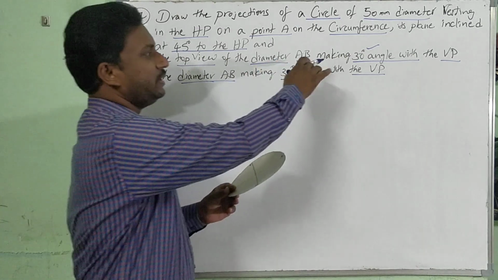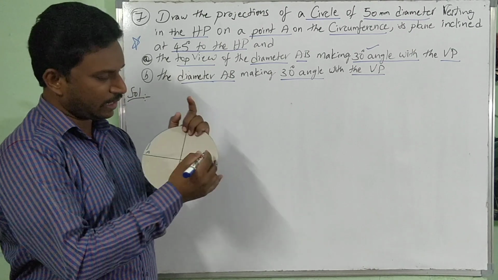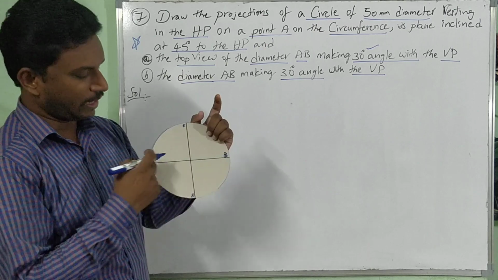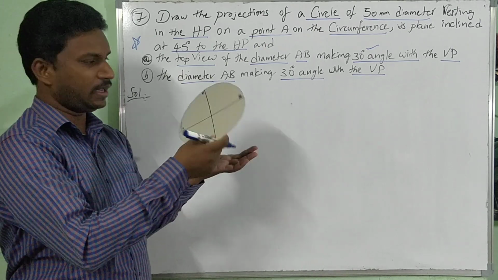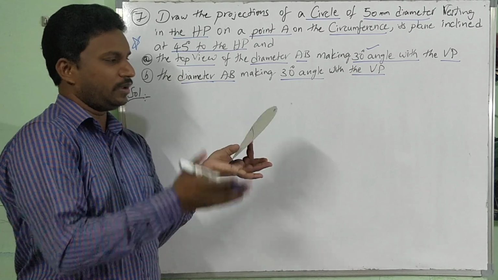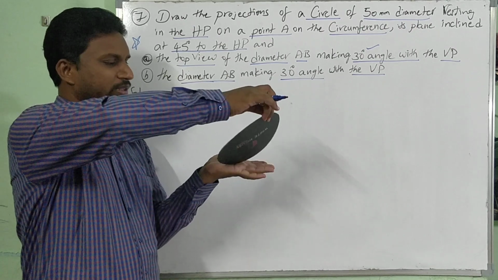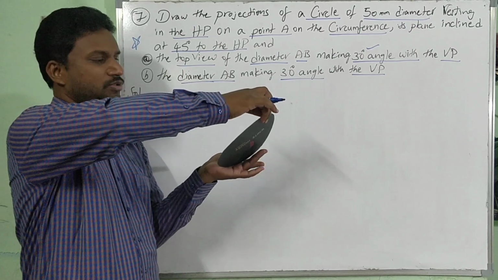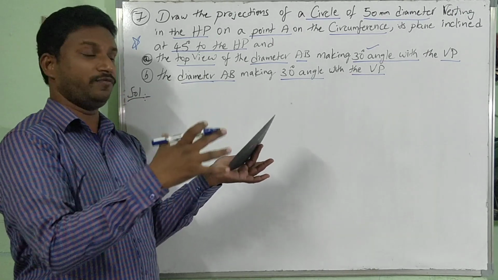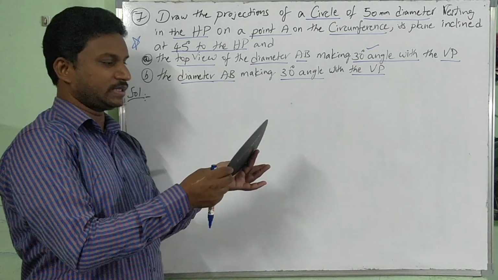Now that diameter AB is making an angle of 30 degrees with the VP. Whatever the diameter AB, see, it's A, it's B. You may get confused. It's A, it's B. AB. A is in HP, right? B, when it is 45 degrees inclined to this HP, the top view will look like an ellipse. Now this diameter AB is inclined at 30 degrees to the VP. We are supposed to draw its projection. Means in stage 3, the front view and top view will both look like elliptical shapes. Right? So hope you understand this concept.